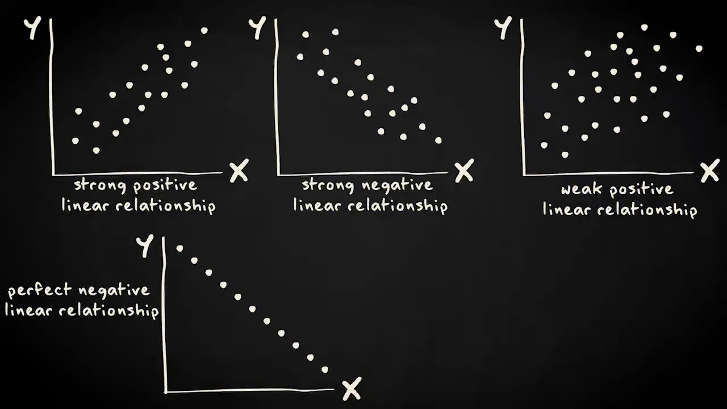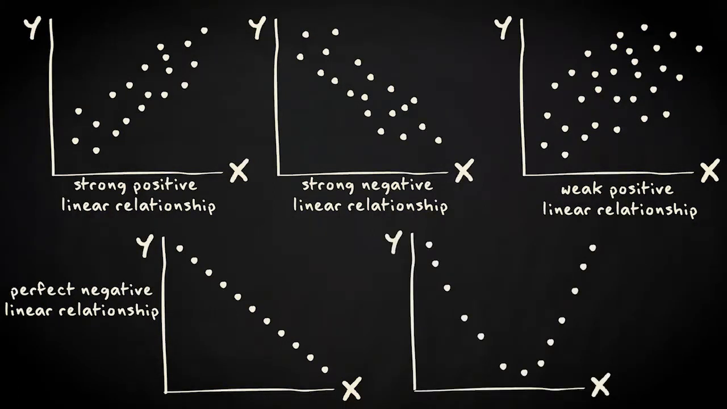But the correlation between two variables need not be linear. In this graph, we also see a relationship between the variables x and y. However, the line that best represents the relationship between the two variables is not straight. Instead, it is a U-shaped line. We call this a curvilinear relationship.